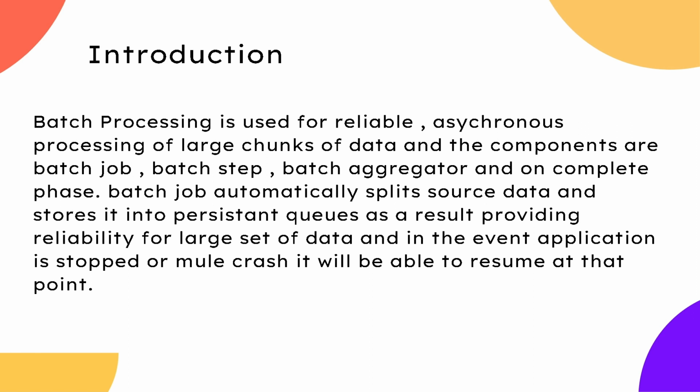So whenever an input record hits the batch job, firstly the batch job automatically splits that data and transfers it into the persistent queues. Okay, and let's say for some reason your application stopped or some crash happened, in that case those persistent queues will be very helpful in resuming your process from where it stopped. So that's how it is very helpful when we are processing large chunks of data in an asynchronous way.